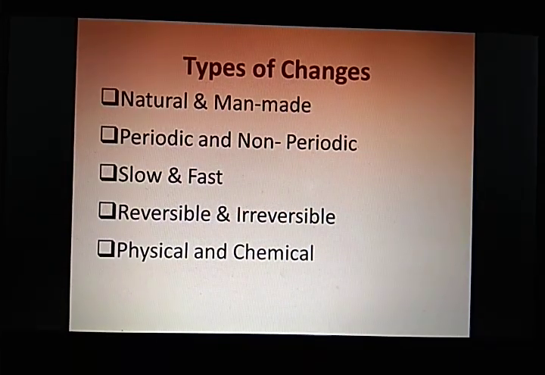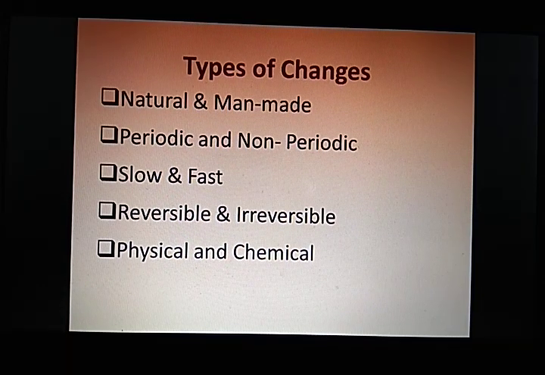Now coming to the next, that is types of changes. What are the different types of changes? The first, natural and man-made. The second, periodic and non-periodic change. Third, slow and fast. Fourth, reversible and irreversible change. And the fifth and the last, physical and chemical change, which goes with the name of the chapter itself, physical and chemical change.